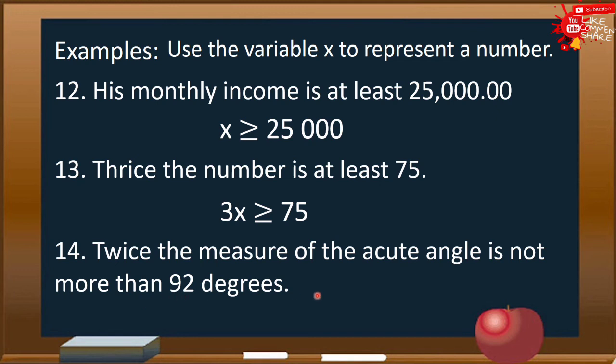So, what would be the exact relationship symbol for this? So, we have here is less than or equal to 92. So, 2x is less than or equal to 92. Is not more than means it is less than or equal to 92. So we have here 2x is less than or equal to 92 is the mathematical sentence for twice the measure of the acute angle is not more than 92 degrees.